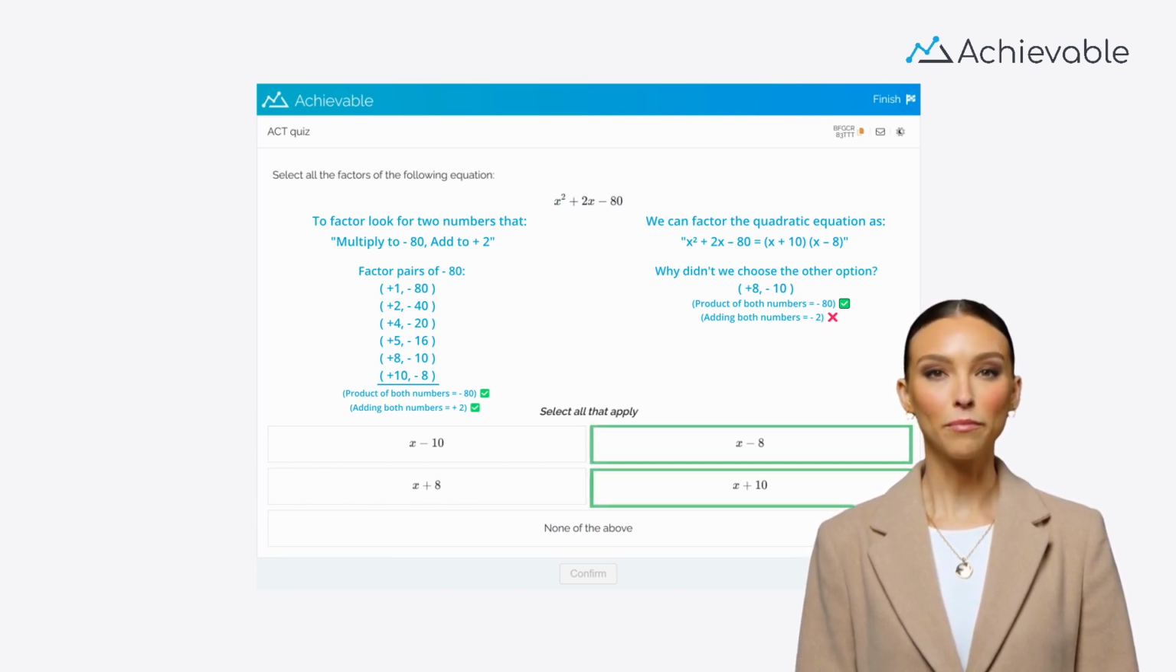This approach, multiplying to get the last term and adding to get the middle term, is a key technique to remember when factoring quadratics on the ACT.